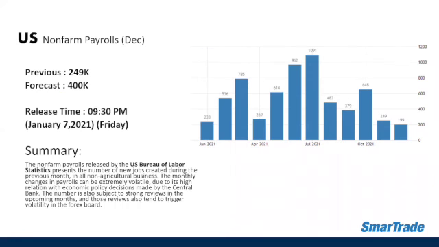And followed by the NFP data, or the non-farm payrolls, for the month of December for the US as well. The previous data was 249K and the market forecast was 400K. And the actual data was 199K, so lower than the market forecast and the previous data.